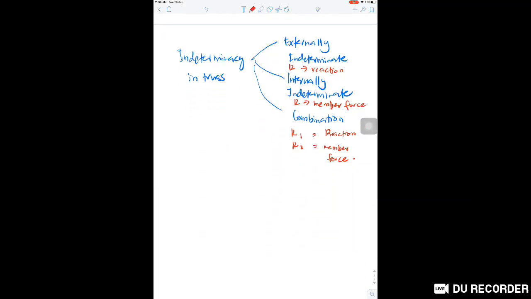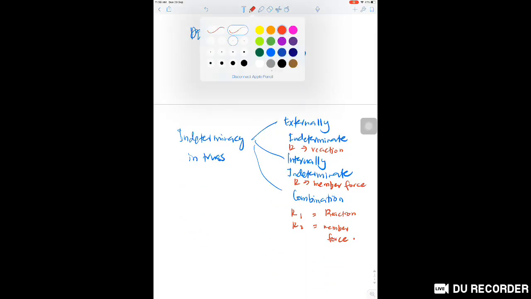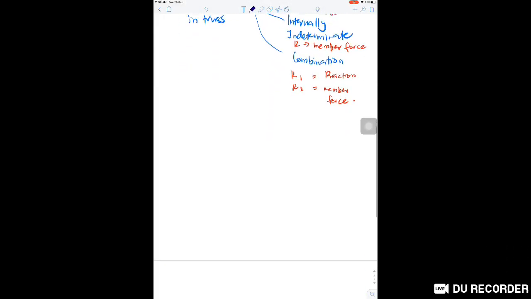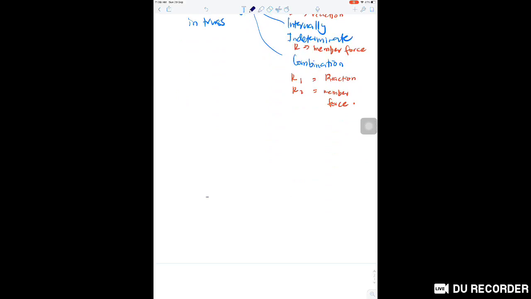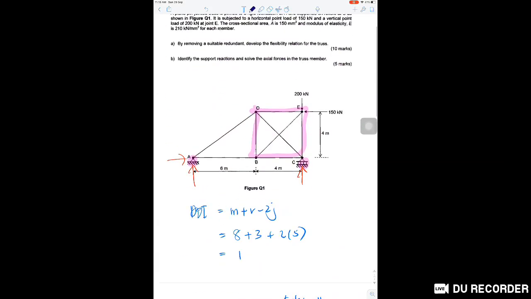Okay, let's say okay, this is the truss. Okay, we have to remain all the support reaction because it is now determinate truss due to the support.